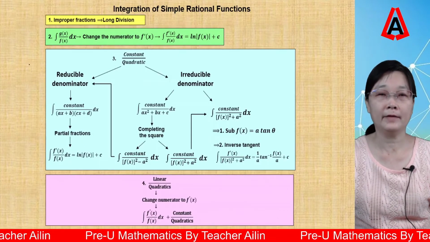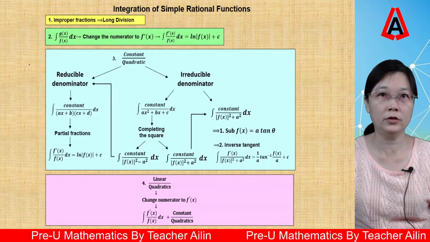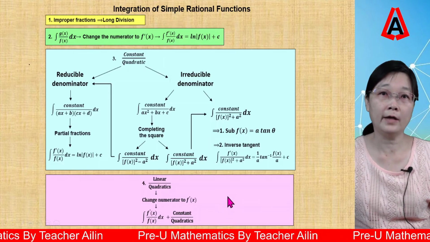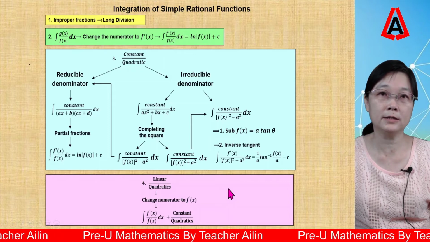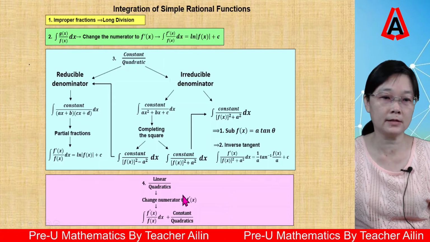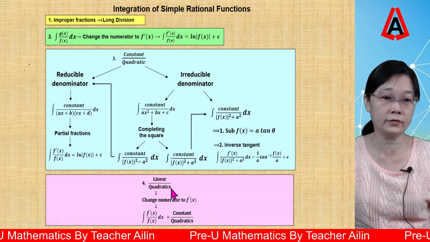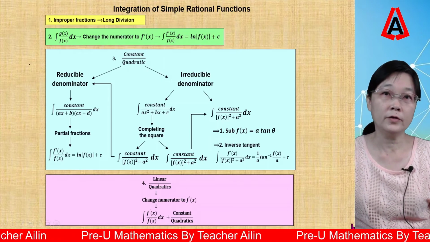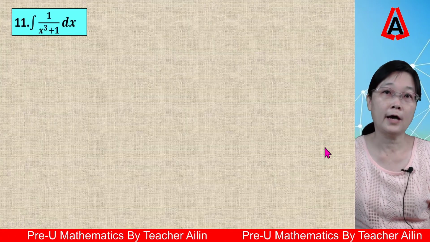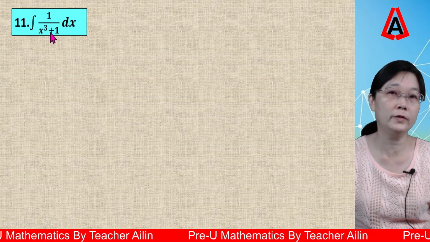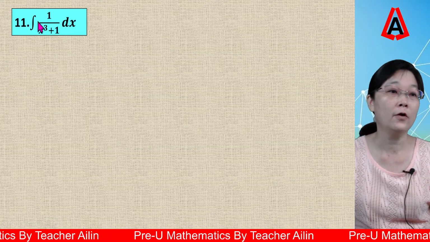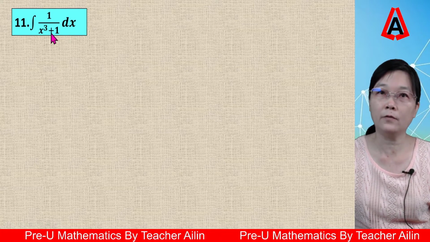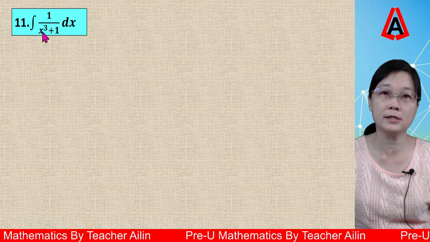In the mind map that I show you in this video, we found that the highest power of x of the denominator in this mind map is up to power of 2, that is quadratic. Then how about if the question is given where the highest power of the denominator is greater than 2? For example, this question. For this question, the highest power of x of the denominator is power 3.